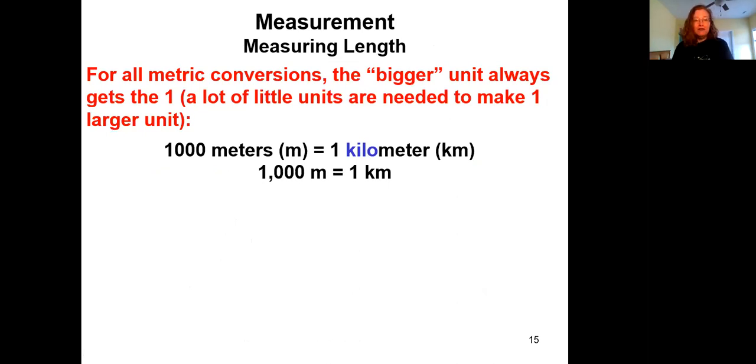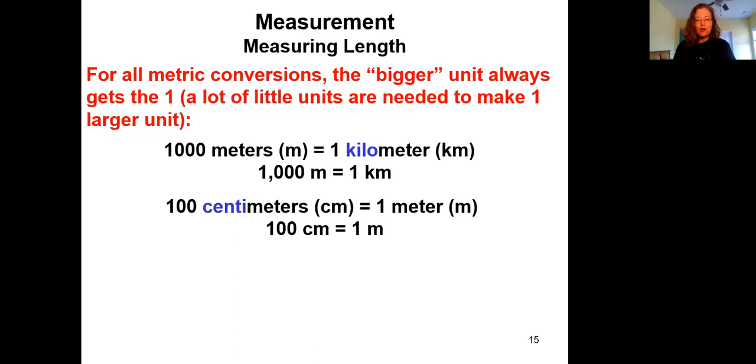The way I do this, again, when I do metric conversions, I always say that the bigger unit gets the 1. The idea that a lot of the little units are needed to make 1 larger unit. So when I think of a kilometer, I think of it as 1,000 meters to 1 larger kilometer. 100 little centimeters will be combined to equal 1 meter. One thing to help you with centi is the idea that a century is 100 years. There's 100 cents in a dollar, so centi represents the number 100.